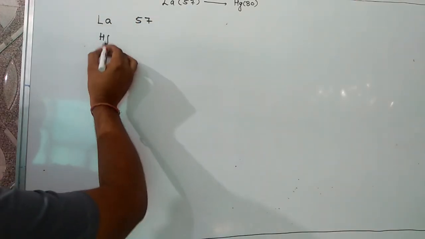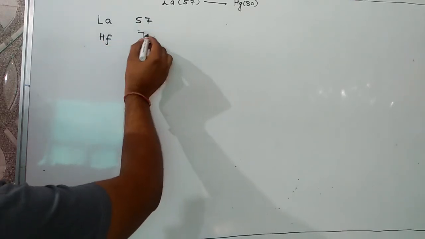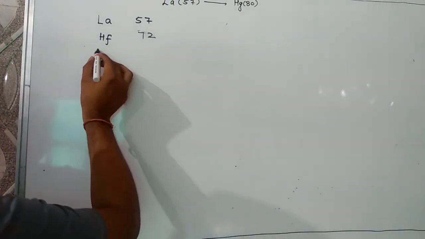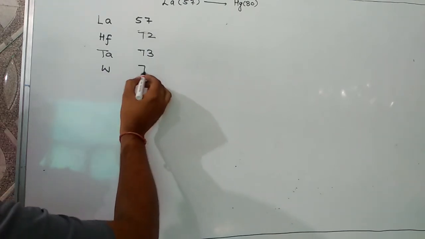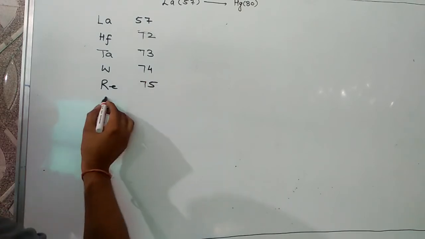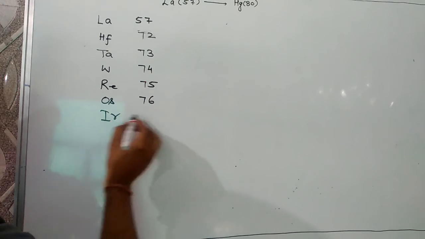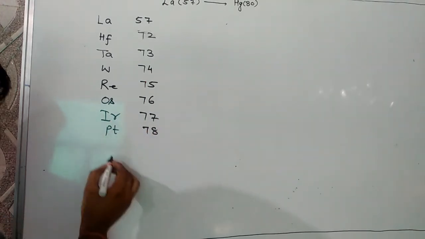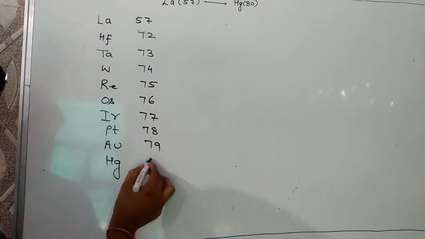Second one is hafnium, that is 72. The 14 elements that belong to lanthanoid, we are going to discuss. Next one is tantalum, 73. Next one is tungsten, 74. Next one is rhenium, 75. Next one is osmium, 76. Next one is iridium, 77. Next one is platinum, 78. Next one is gold, 79. And last one is mercury, 80.